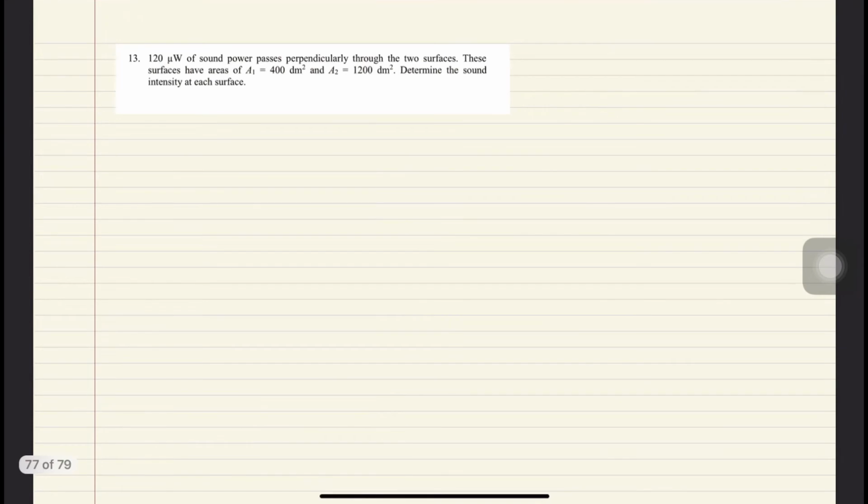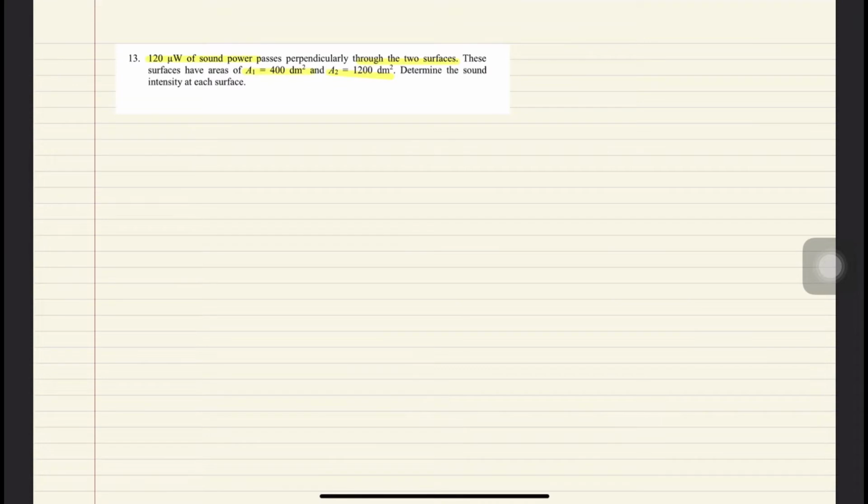So this would be the last part of the tutorial. So we start with question 13. Okay, they give you 12 microwatt of sound power passes through the two surfaces. Okay, they give you two areas, this one and that one. So you can assume maybe that one is a circle or something. Doesn't really matter, or square.